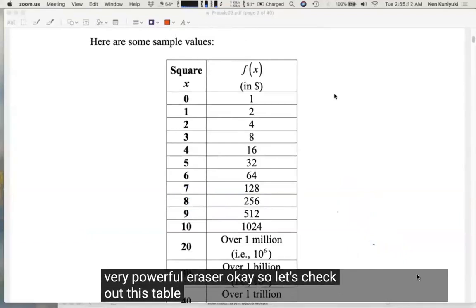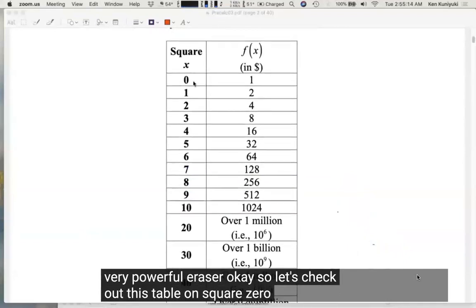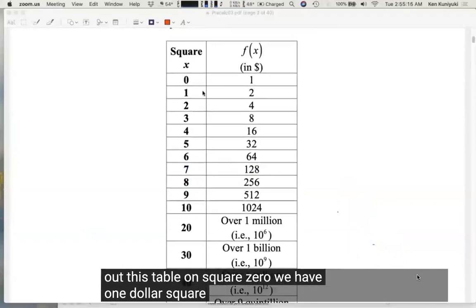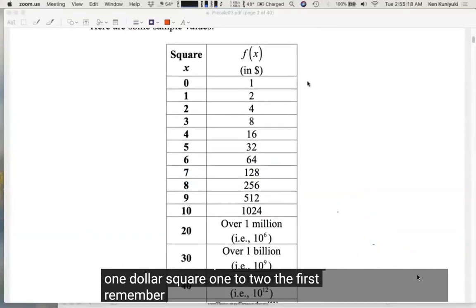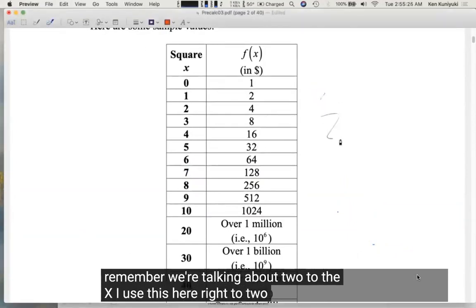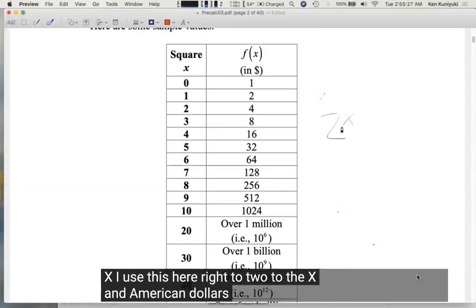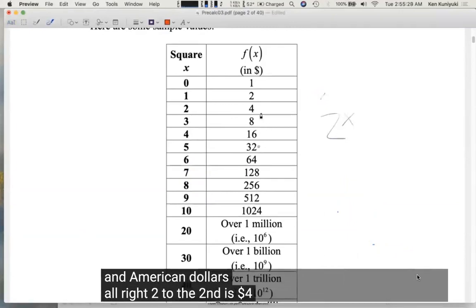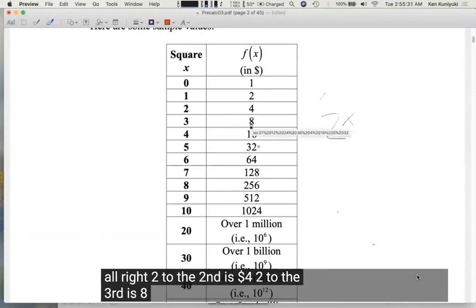Okay, so let's check out this table. On square 0, we have $1. Square 1, 2 to the 1st. Remember, we're talking about 2 to the X in American dollars. 2 to the 2nd is $4. 2 to the 3rd is $8. 2 to the 4th is $16.